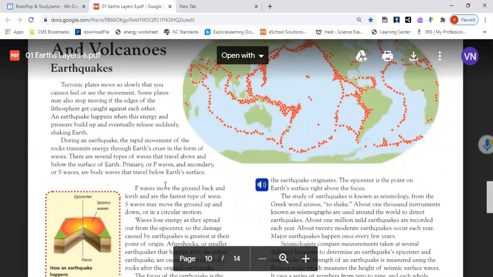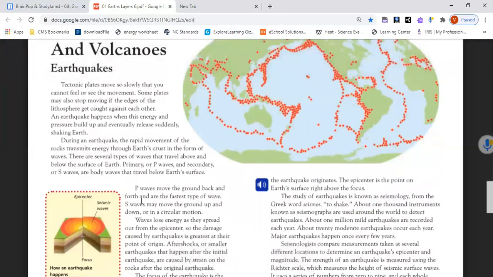P waves move the ground back and forth and are the fastest type of waves. So these are pointers you need to know. Again, during an earthquake, there's a rapid movement of rocks that transmits energy through the Earth's crust in the form of waves. There are several types of waves, however, P waves and S waves. And what are P waves? P indicates primary waves, S indicates secondary waves, and they both travel below the Earth's surface.